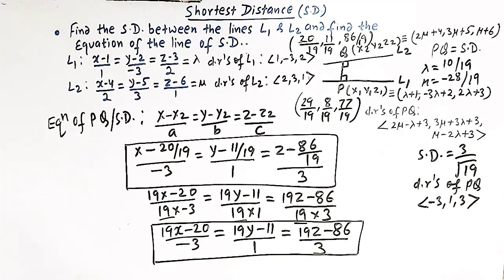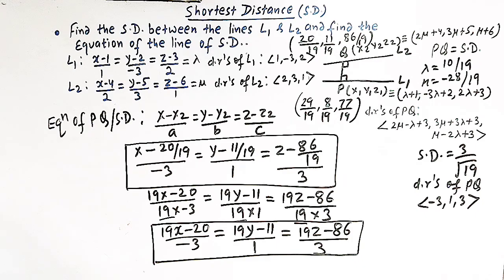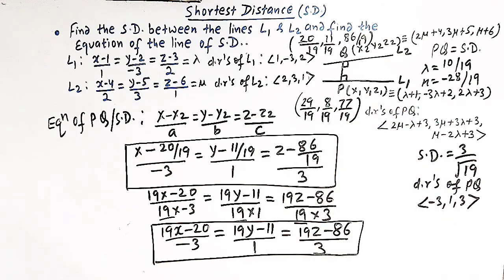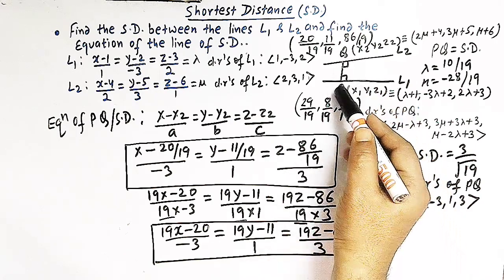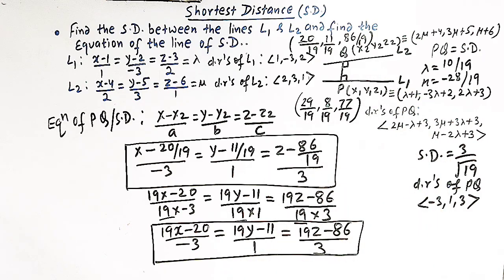So viewers, this is how by making use of all these concepts we can easily find out the shortest distance between two non-coplanar lines L1 and L2, whose equations are given in the symmetric form, and the equation of the line of shortest distance, that is PQ, where PQ is perpendicular to both the lines L1 and L2.